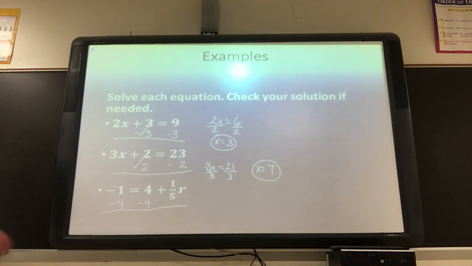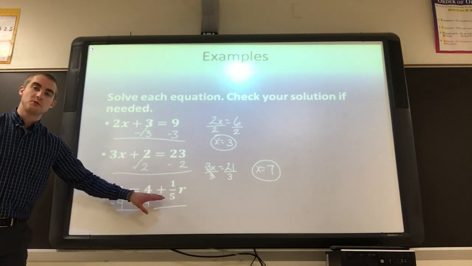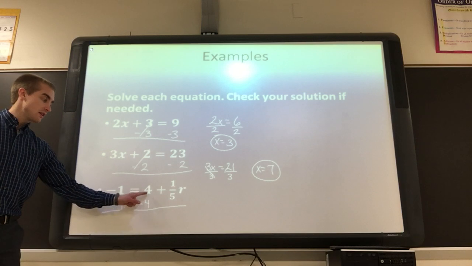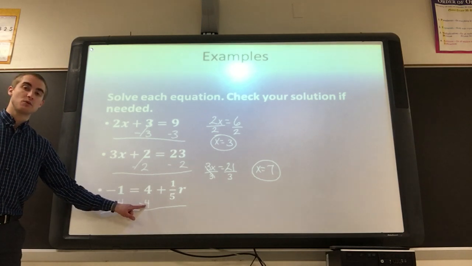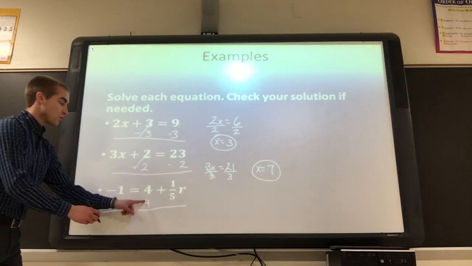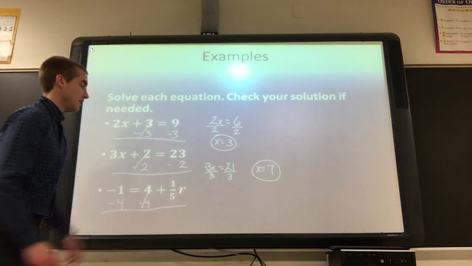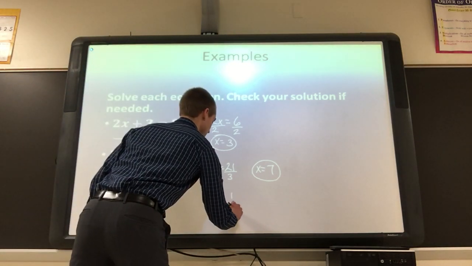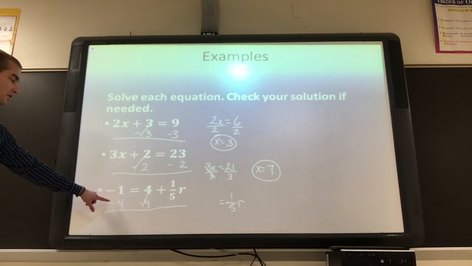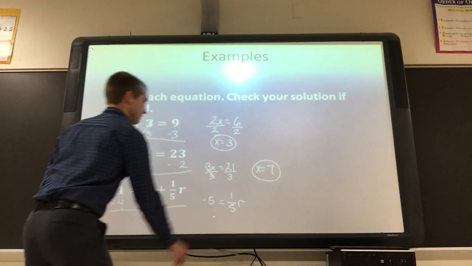So you see what happened there? 4 is on the same side as r, and that's what's being added. So we're going to get rid of that. And because this is a positive 4, we subtract 4. We've got to do the same thing to the opposite side. So this 4 minus 4 cancels out. What we're left with on the right-hand side is 1/5 r equals -1 plus -4, which is going to give us -5.